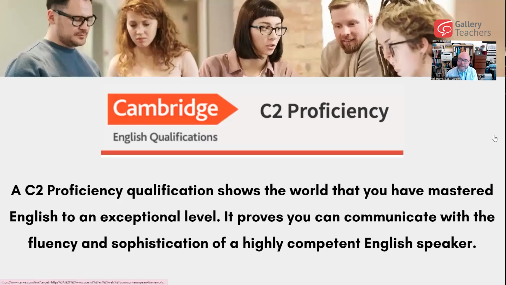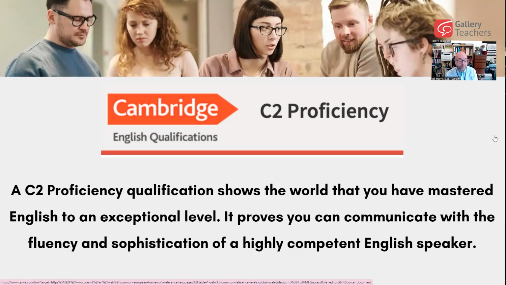Now, if we look at the handbook for Cambridge C2 Proficiency, it tells us that it is a qualification that shows the world that you have, quote, mastered English to an exceptional level.